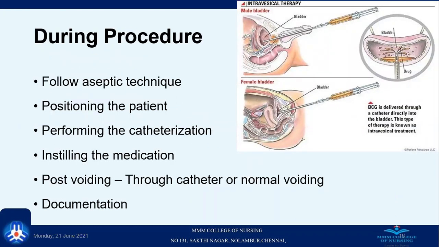During the procedure, carefully follow the aseptic technique. Position the patient as per the gender difference. Males are supposed to be in supine position and female patients in dorsal recumbent position. Perform catheterization skillfully and instill the medication. If the patient can dwell the medication, proceed with the normal voiding and the patient can go home. If not, the catheter has to be clamped for the prescribed timing and the urine has to be drained. Document the events in the nurse's case sheet.